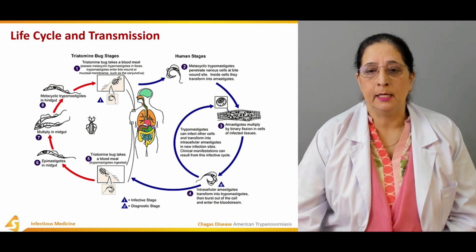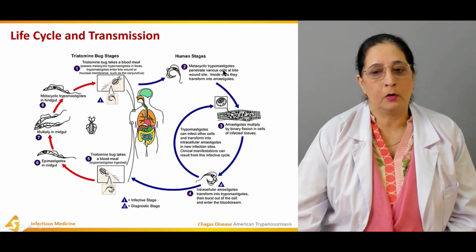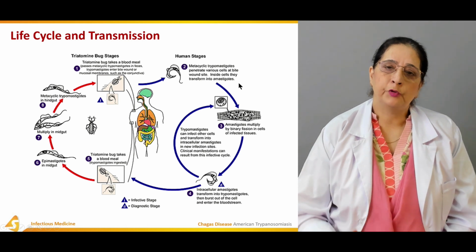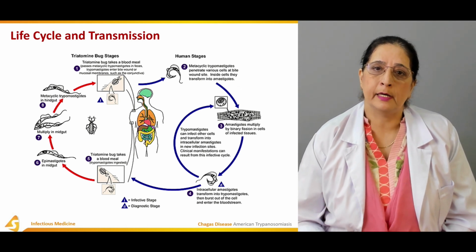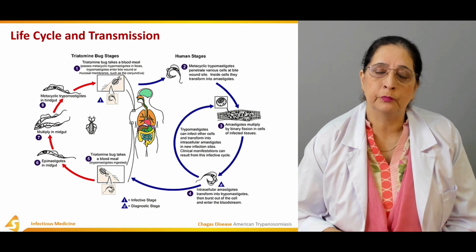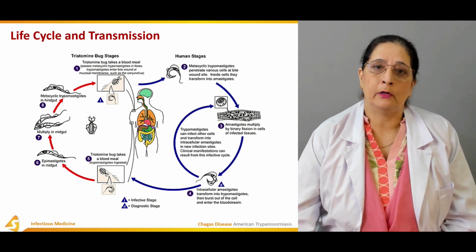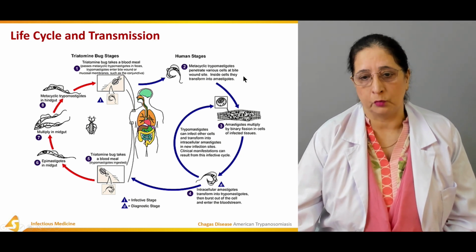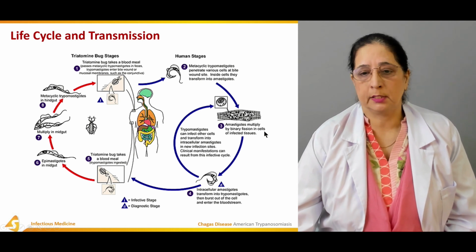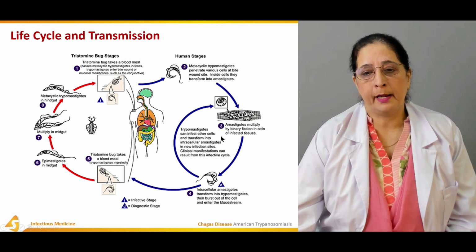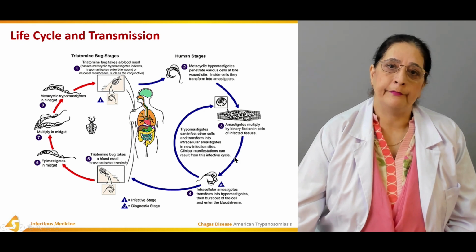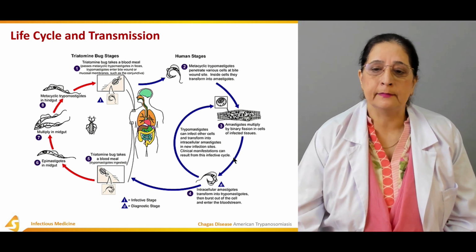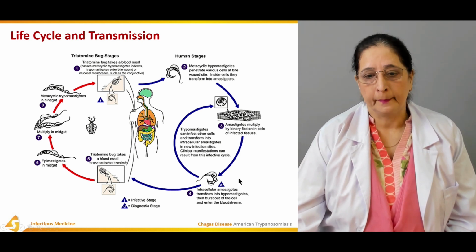what happens? The trypomastigotes transform into amastigotes. So trypomastigotes transform into the amastigote form inside the cells of the person who has the bite wound. Then amastigotes multiply by binary fission in cells of infected tissue. So they keep multiplying in the infected cells, the amastigotes.